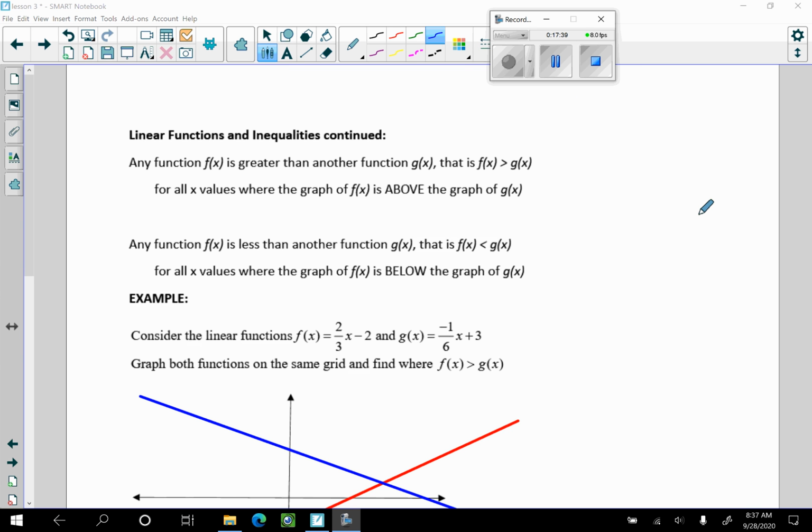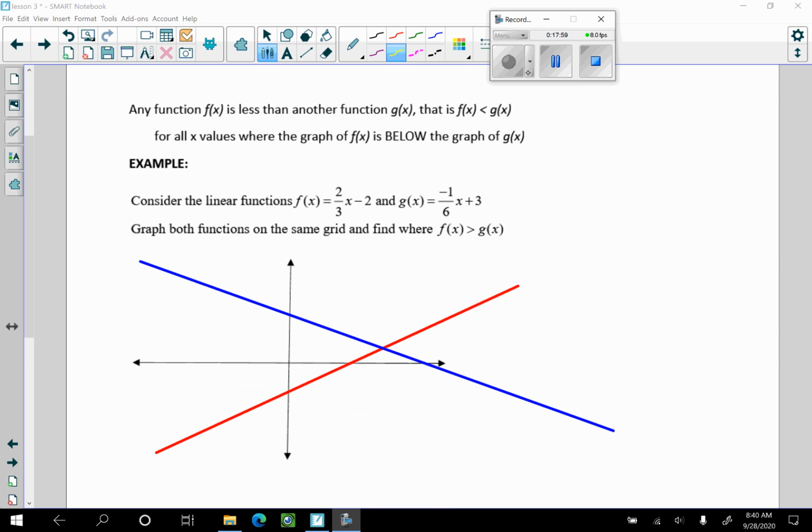So now we're going to look at linear functions and inequalities. Linear functions and inequalities continue. Any function f of x is greater than another function g of x, i.e. f of x is greater than g of x, for all x values where the graph of f is above the graph of g. So if I want to know where f of x is less than g of x, I'm going to look to see where the graph of f of x is below the graph of g of x.